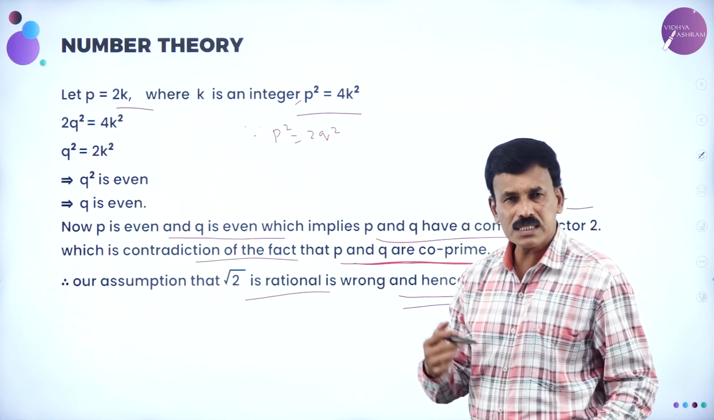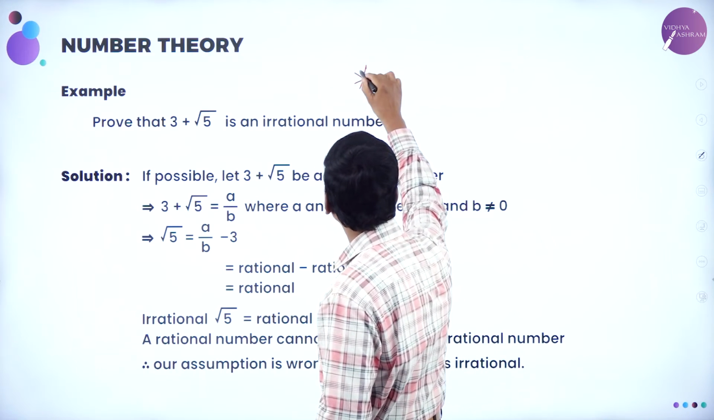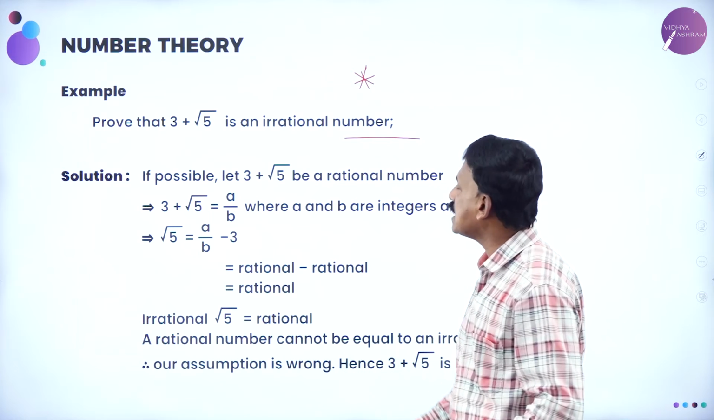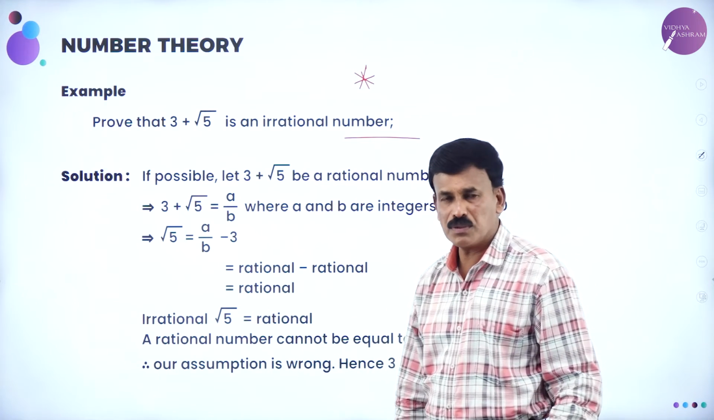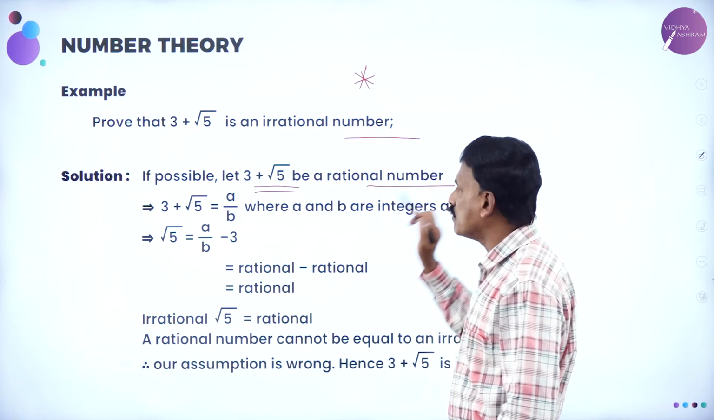Okay. Now, let us come to a same type problem. One more problem is there. This is also very important for 3 marks. Prove that 3 plus root 5 is an irrational number. Same type problem. If possible, let us assume 3 plus root 5 is a rational number.